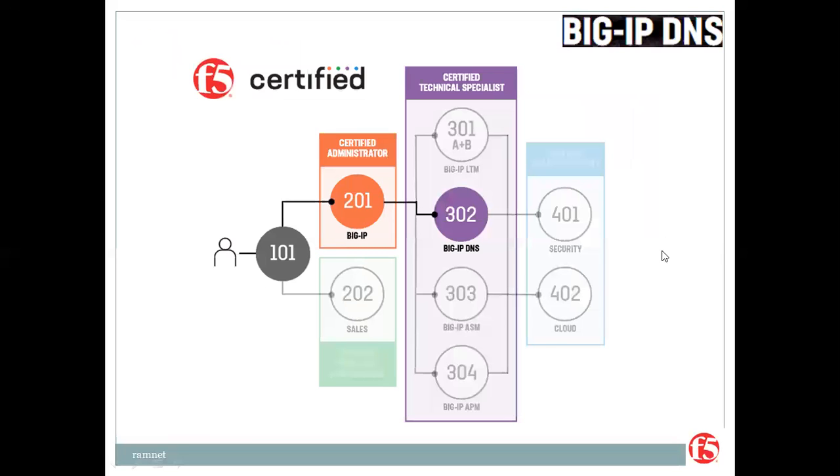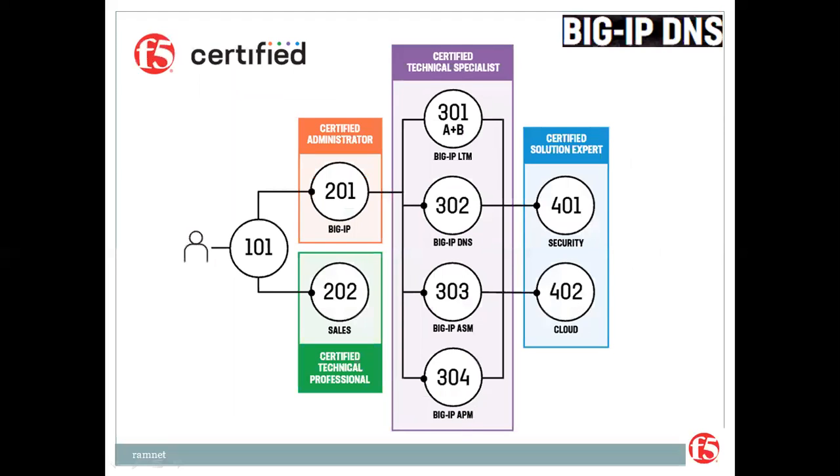Means, you can just go to the next solution. So this is the path for a certification. 101 has to be taken, 201 should be taken, these two are mandatory for any certification here. You can take LTM, or you can take DNS, or you can take ASM, or you can go for APM. Clearing at least these three, then you can go to the specialist like this. That is a certified solution expert.